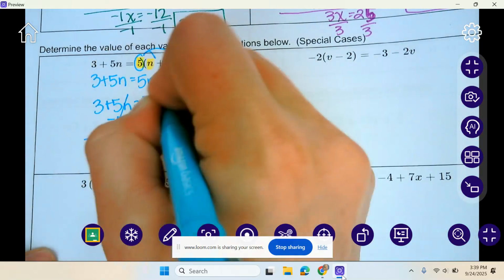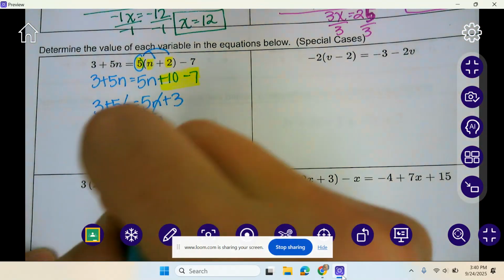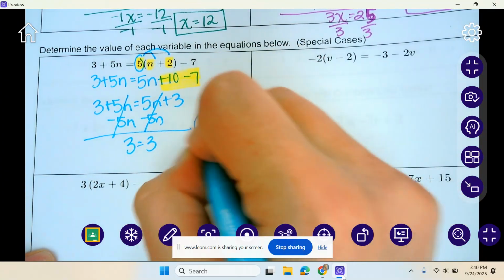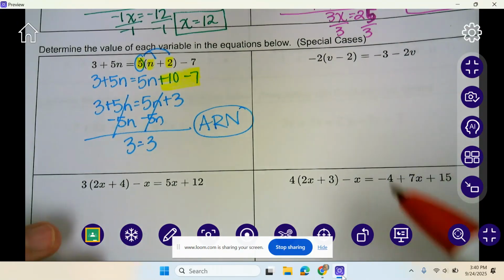Okay, if both variables are canceled, you're either going to be left with a true statement or a false statement. True statement means all real numbers. And if it was false, it would be no solution. All right, so let's take a look at the next one.